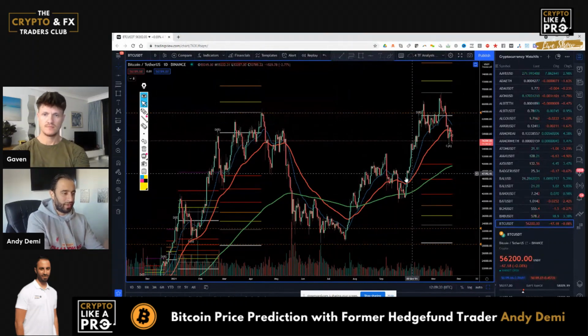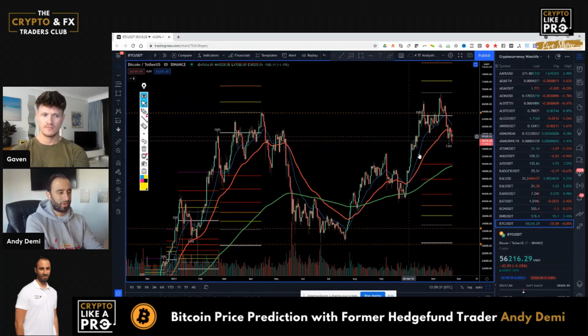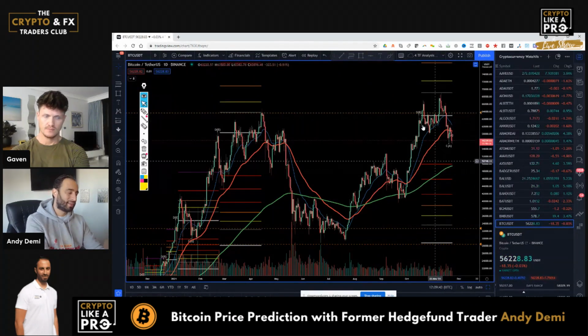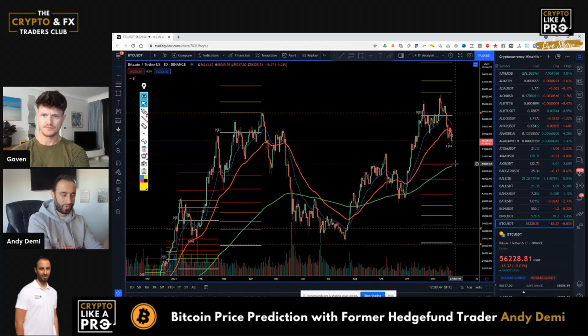So you can see here quite clearly, this is the red line. Okay, and so what we want to see in a bullish scenario is the price above that red line. And when you're below it, the next level you're looking at is the green line, which is the 200 moving average here.